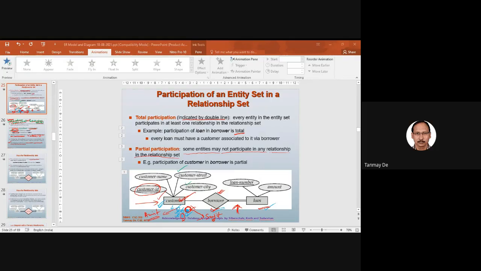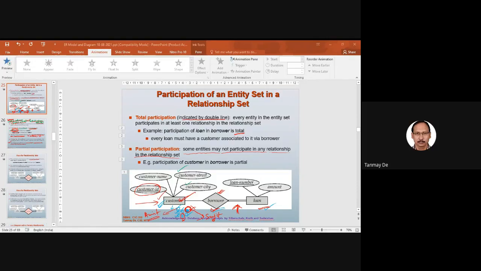Here the participating entity sets are customer and loan. The super key of this relationship set is formed from the primary keys of the participating entity sets. What is the primary key of the customer entity set? Customer ID, as we just discussed before.